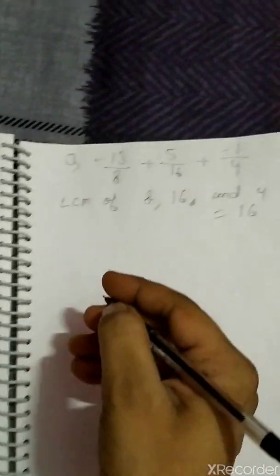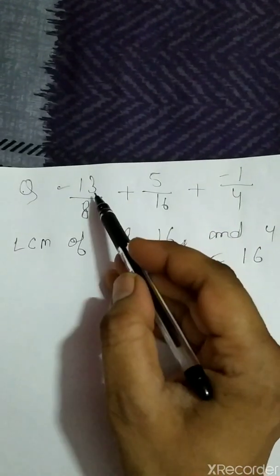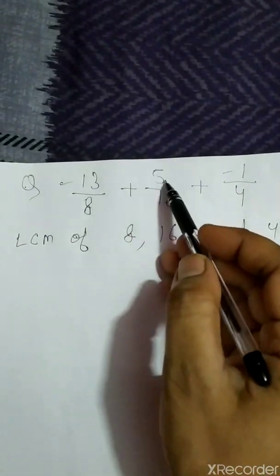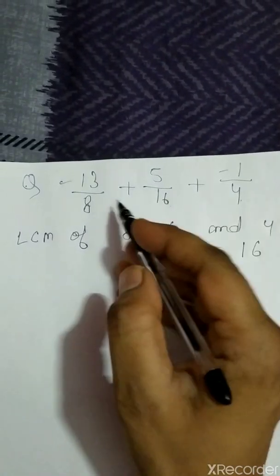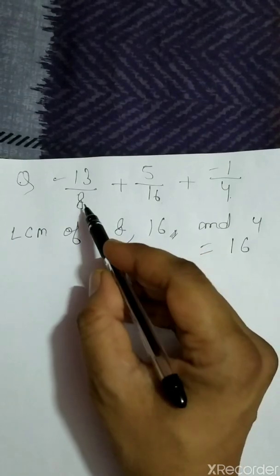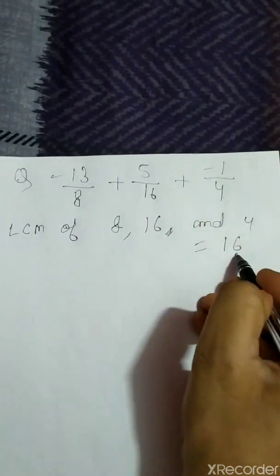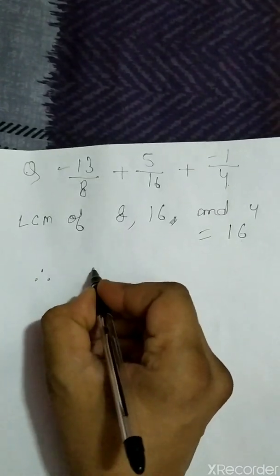Yes, now one more evaluation question based on addition of rational numbers: minus 13 by 8 plus 5 by 16 plus minus 1 by 4. So the denominators are already positive. First find the LCM of the denominators 8, 16 and 4. That will come 16. You can find that, we have studied it in previous classes.